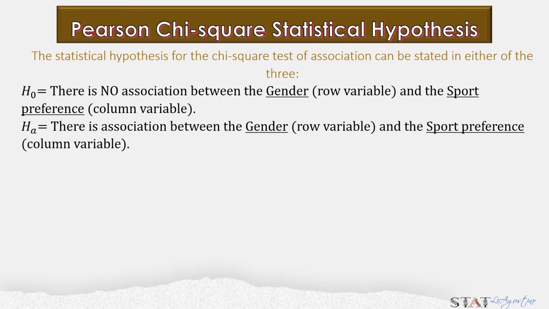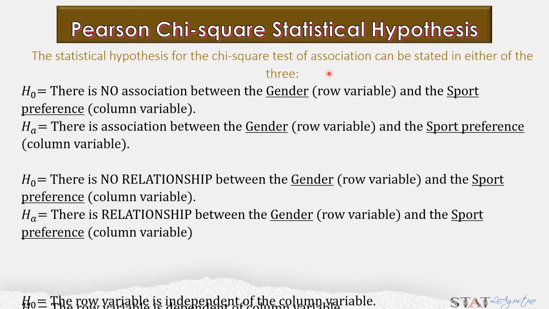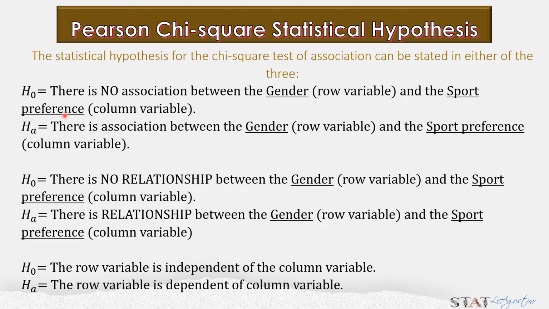Okay, so the statistical hypothesis for the test of association can be stated in any of three ways. We can have a textual presentation: H0, or our null hypothesis, is that there is no association between gender, our row variable, and sport preference. Our alternative hypothesis is that there is. Always remember, it signifies significance. So there is association between gender and sport preference.